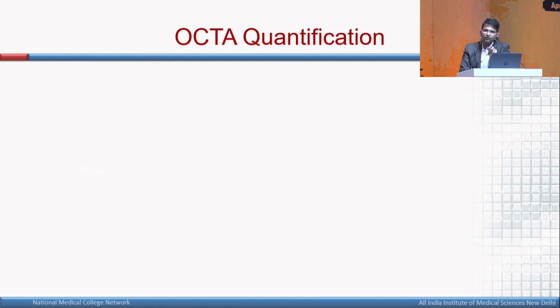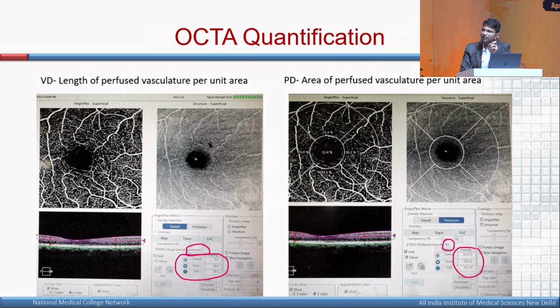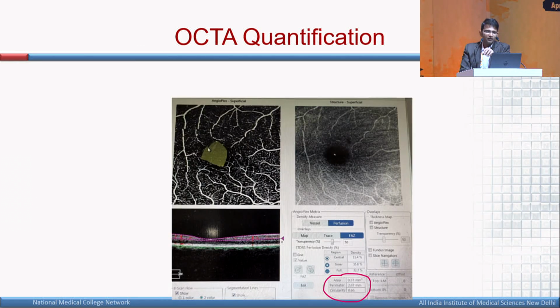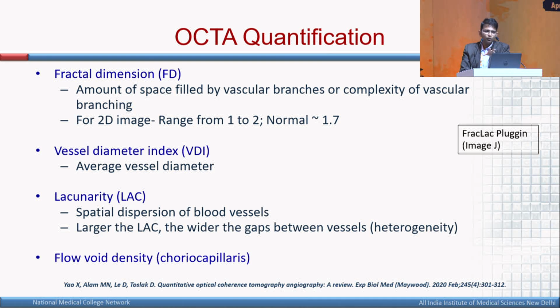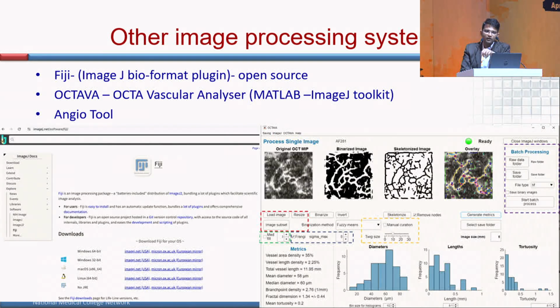Now, OCTA quantification, briefly: you have the option of measuring the vessel density and perfusion density, which are available in most of the machines nowadays. Vessel density is the length of the perfused vasculature per unit area, whereas perfusion density is the area of perfused vasculature per unit area. And you can quantify this according to different zones in the grid. Then you have an option of measuring the FAZ, that is the foveal avascular zone. You can measure the diameter and the circularity index. These are also available in the majority of the machines. You can use these images to manually threshold them using ImageJ software, or you can use other software such as Octava and AngioTool as well.